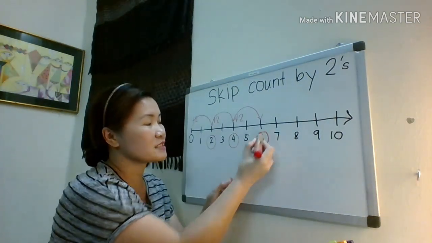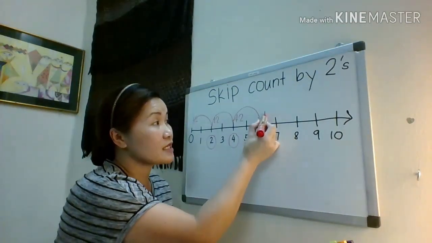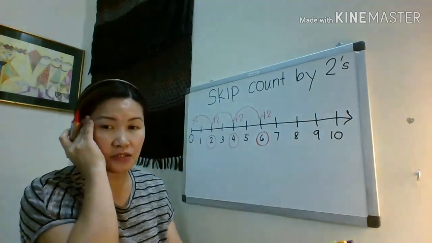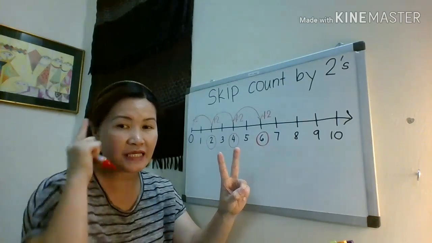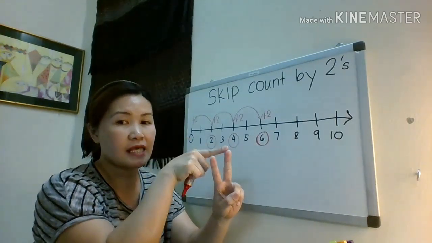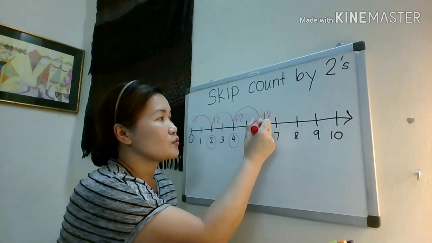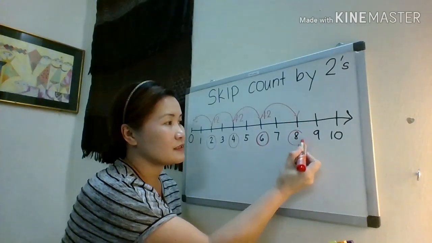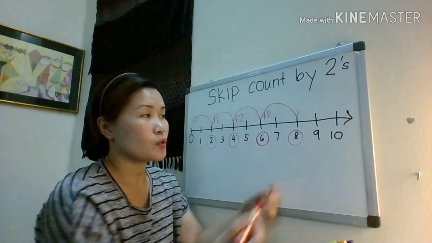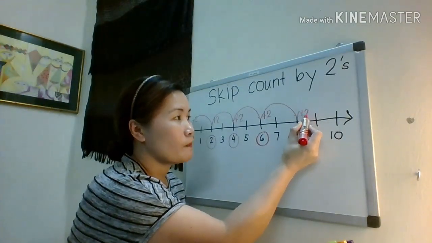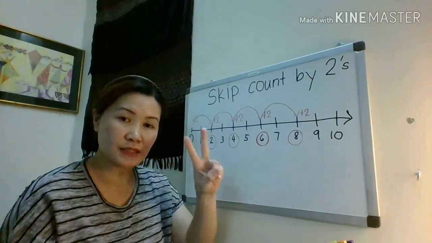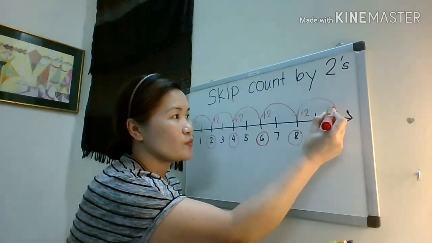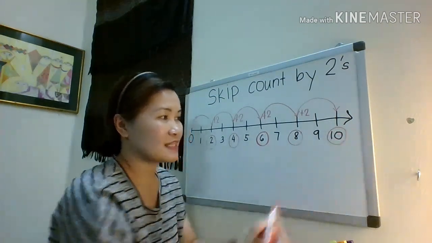Alright, so we are on 6 now. And we're going to add again the same number, 2. Okay, so 6 in your head and 2 on your fingers. 6, 7, 8. Alright, so we are going to move on to 8. Now that we are on 8, we're going to add again 2, and that's 8, 9, 10. And now we are on 10.